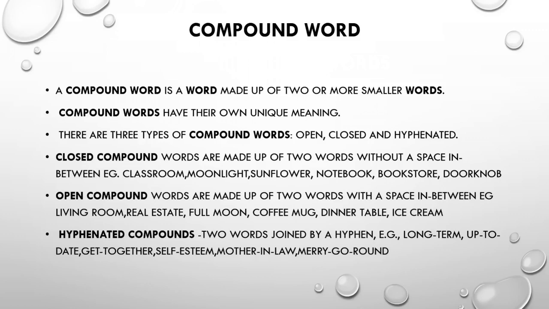Similarly, you have the word self-esteem, where after self you put a hyphen and write the word esteem. Then you have the word mother-in-law. Here there are three words, and you put a hyphen between mother and in, and another hyphen between in and law. So mother-in-law is another example of a hyphenated compound word. Then you have merry-go-round. Similarly, it consists of three words: merry, go, and round. So you put a hyphen between merry and go, and another hyphen between go and round.